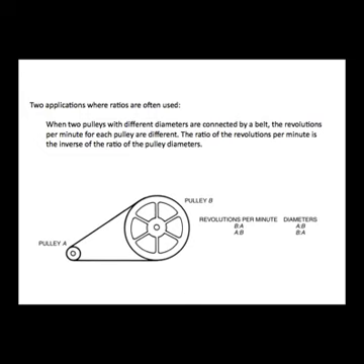There are two applications where ratios are often used. First is when two pulleys with different diameters are connected by a belt. The revolutions per minute, or RPM, for each pulley are different. The ratio of the revolutions per minute is the inverse of the ratio of the pulley diameters.